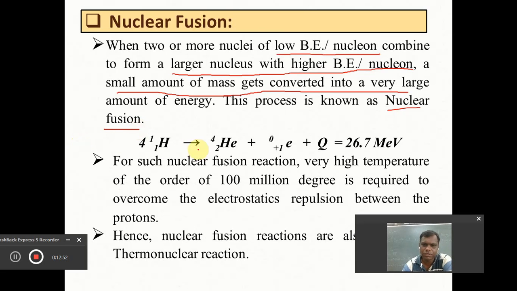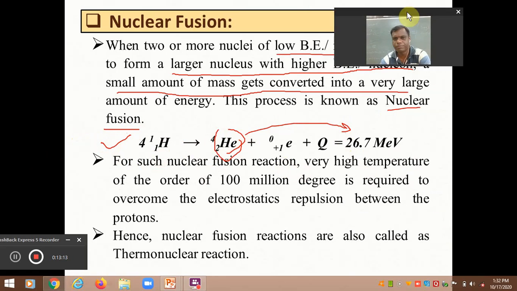So here you can see one of the reactions in which 4 hydrogen nuclei combine to form a helium nucleus. Definitely it is larger and the others are smaller, but during this process there is a formation of a large amount of energy, 26.7 million electron volt. That's why this process is called nuclear fusion.